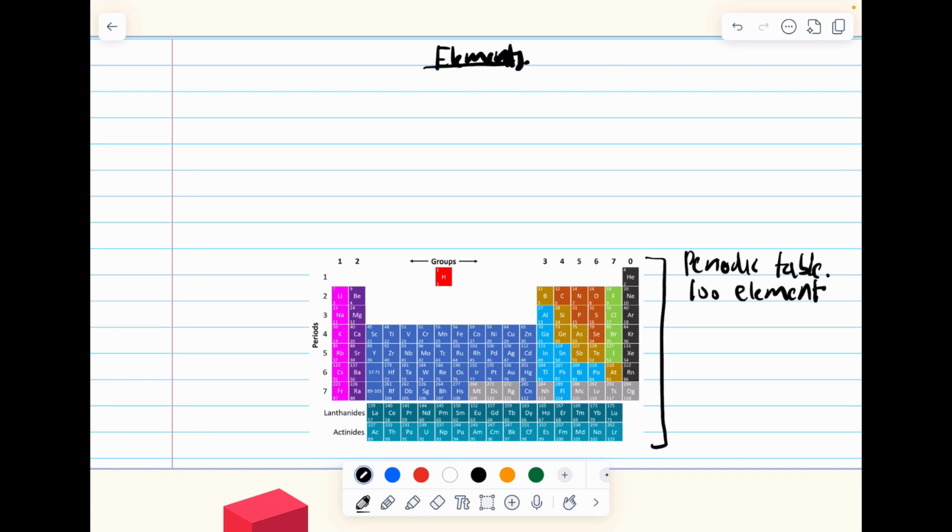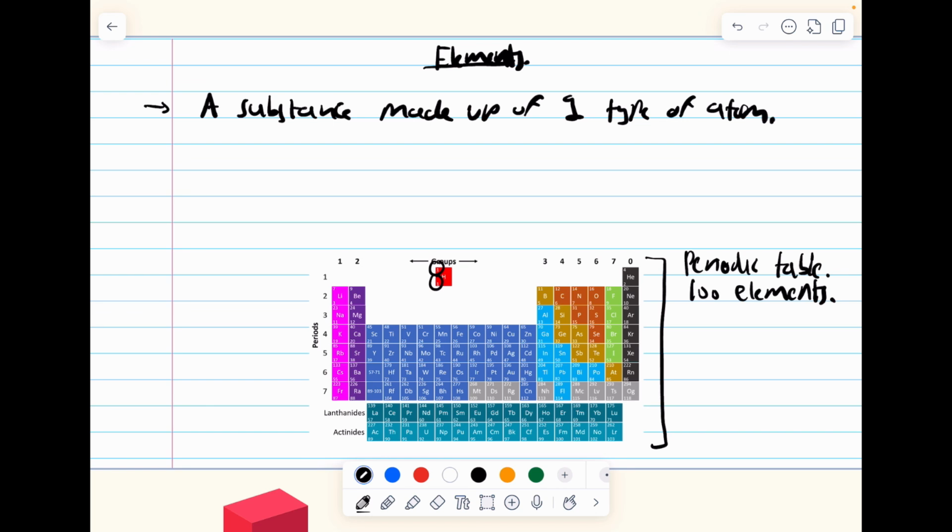So you need to know this part. And yeah, there's these numbers here. You can see them. I'll explain what these numbers mean in another video. You don't need to know that right now. We're just going over definitions, some basics. But yeah, so periodic table and 100 elements. And you need to know the definition as well. So the definition of an element is it's a substance made up of one type of atom.